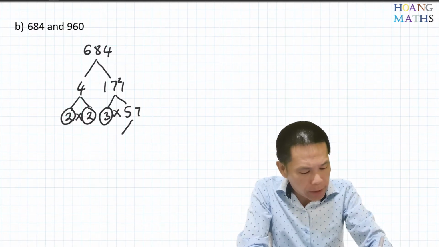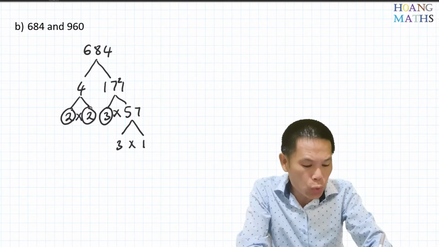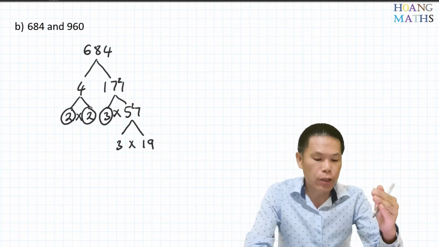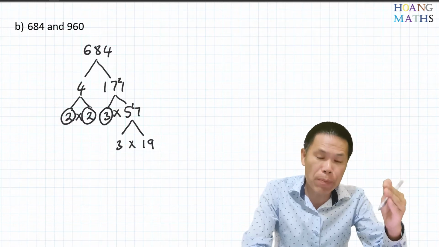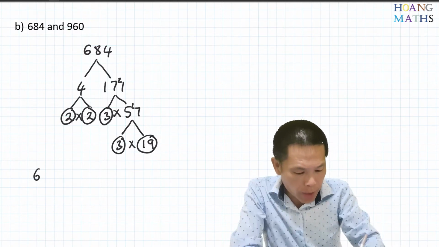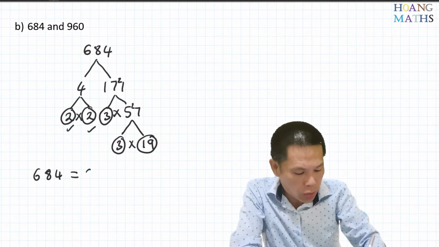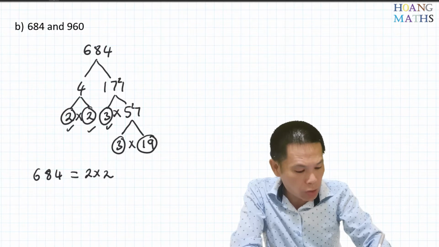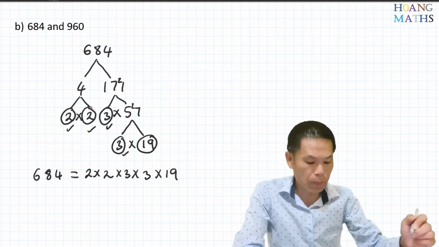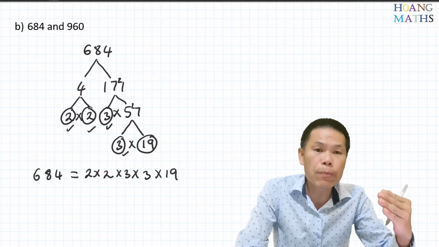So we split this even more. 3 goes into 5 once, remainder 2, that becomes 27, and 3 goes into 27 nine times... so 57 is 3 times 19. Therefore, 3 and 19 are prime numbers, so we just circle them. There you go. 684 is equal to 2 times 2, times 3 times 3, times 19. This is the product of prime numbers for 684.